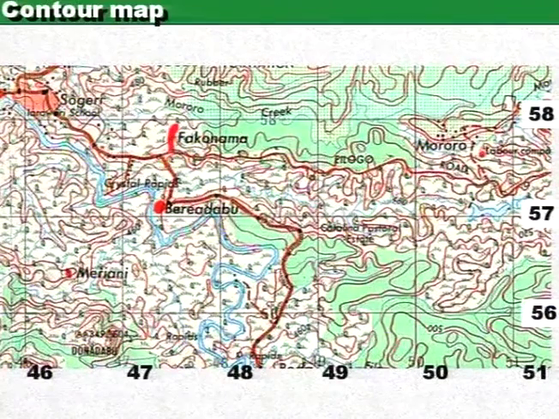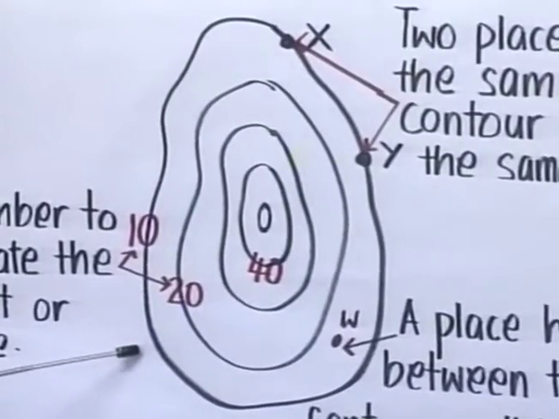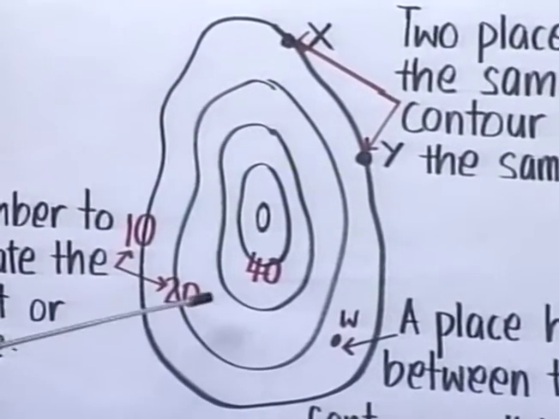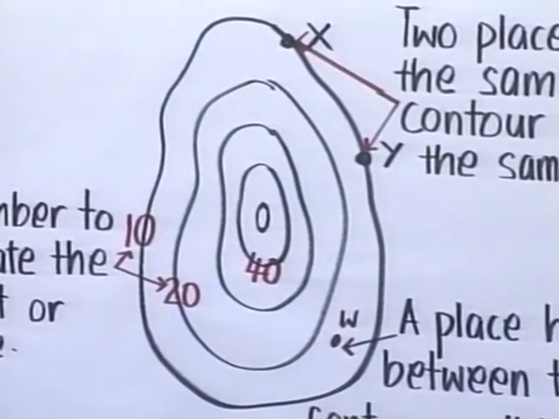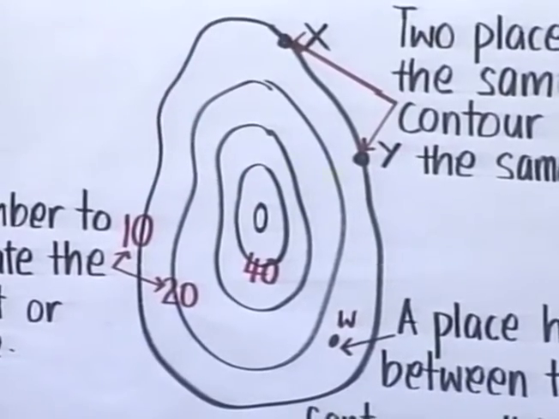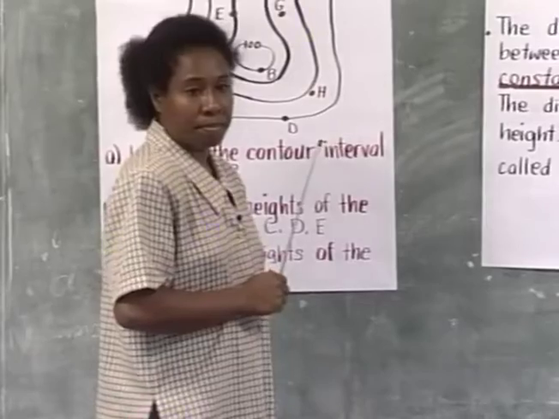What I have given you here is very simple. And if you have been asked to identify or interpret contours using maps such as that, knowing what to do should make it easier for you to interpret the information on contour maps or topographic maps. Okay, we move on.